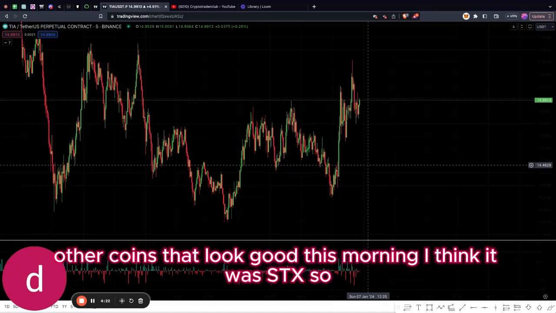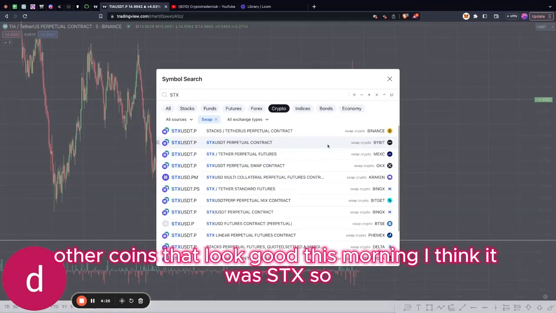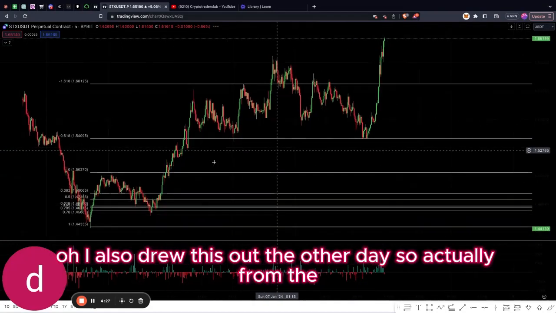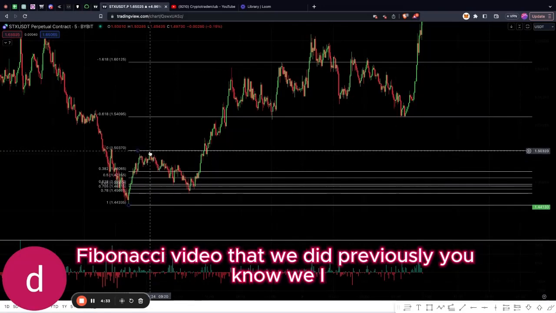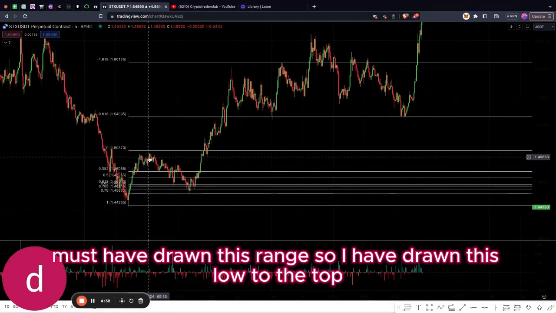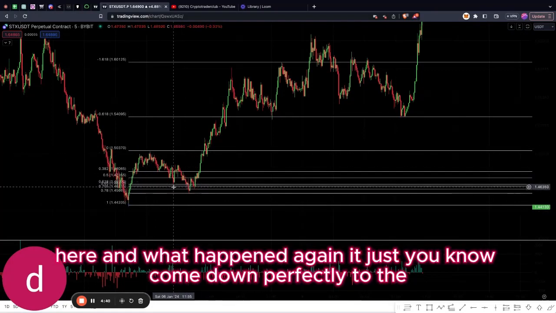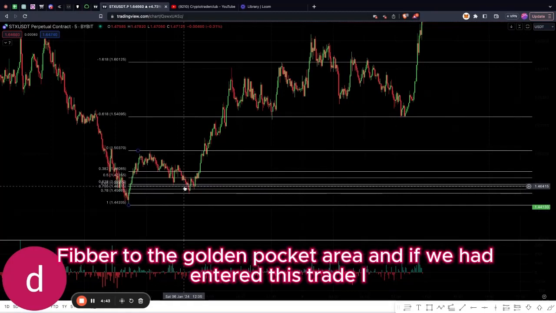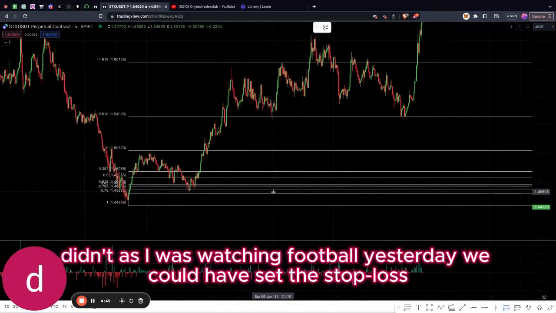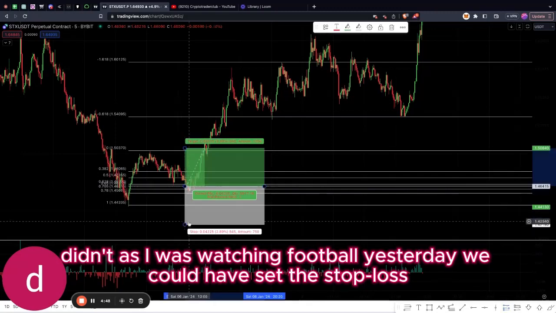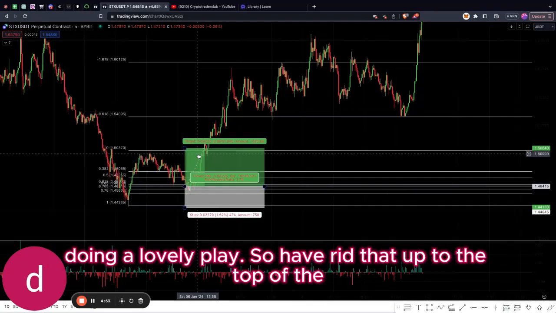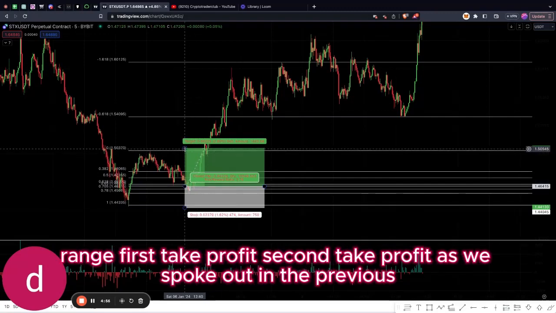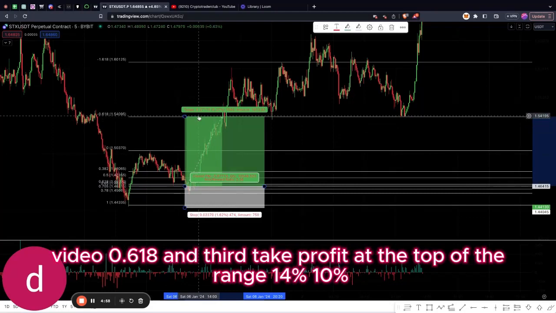The other coin that looked good this morning was STX. I must have drawn this out the other day, actually following up from the Fibonacci video that we did previously. I drew this range from the low to the top here, and what happened again is it came down perfectly to the golden pocket area. If we'd entered this trade, which I didn't as I was watching football yesterday, we could have set the stop loss just below here. I really do need to trade more at weekends. It's a lovely play. We could have ridden that up to the top of the range: first take profit, second take profit, as we spoke about in the previous video, 0.618.